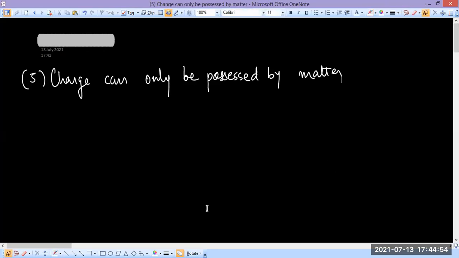So like I said, charge can only be possessed by matter. Vacuum cannot have charge. I explained that in the morning as well. Vacuum cannot have charge. So this is a property of matter also, but either way, these are some basic ideas about the properties of a charge.